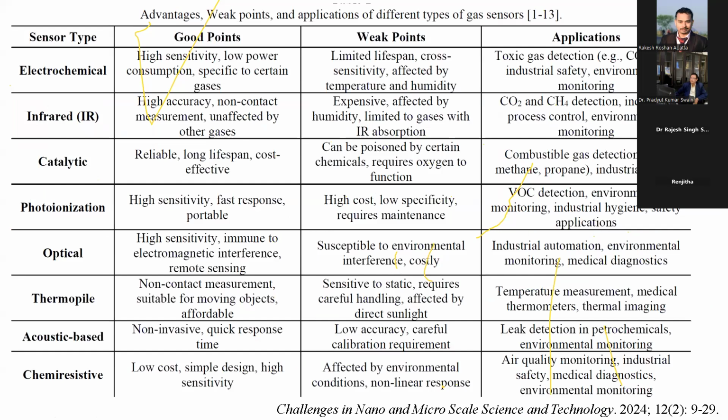Okay, now this is what I told you. This table compares the good points, weak points and applications of the different gas sensors. The sensor we are studying is at the bottom, where we are studying low cost, simple design and highly sensitive gas sensors, and it is affected by environmental conditions. There is a nonlinear response, but in recent times we are taking care of this with machine learning. I'll tell you more about how we overcome this weak point. And this can find application in almost all fields: air quality monitoring, industrial safety, medical diagnostics, and environmental monitoring.